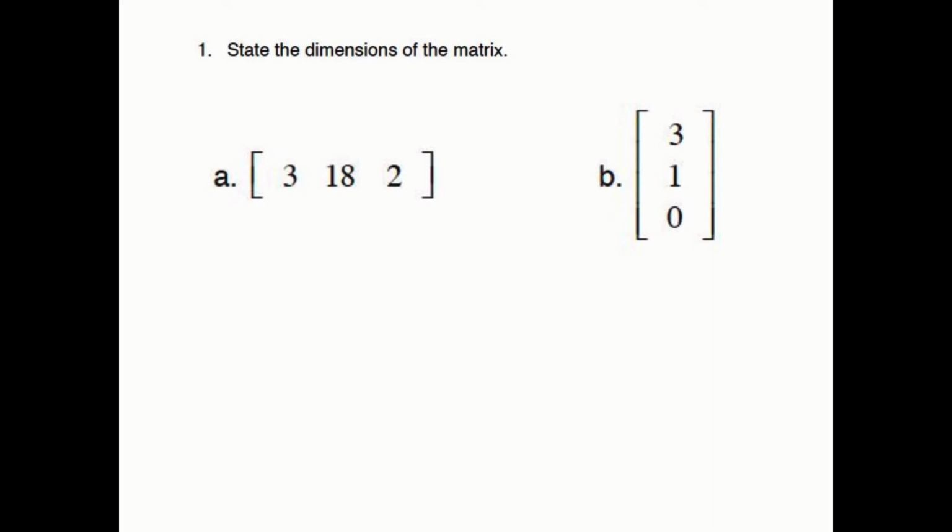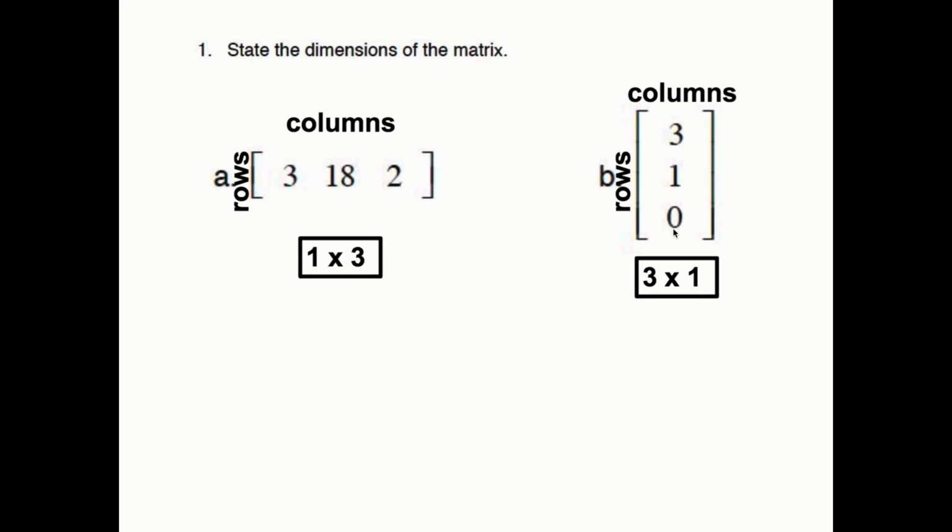So number 1 says to state the dimensions of the matrix. So how many rows by columns does this have? So this has 1 row and it has 3 up and down columns. So this is a 1 by 3. For part B, this has 3 rows going this way and only 1 column going up and down. So it's a 3 by 1.